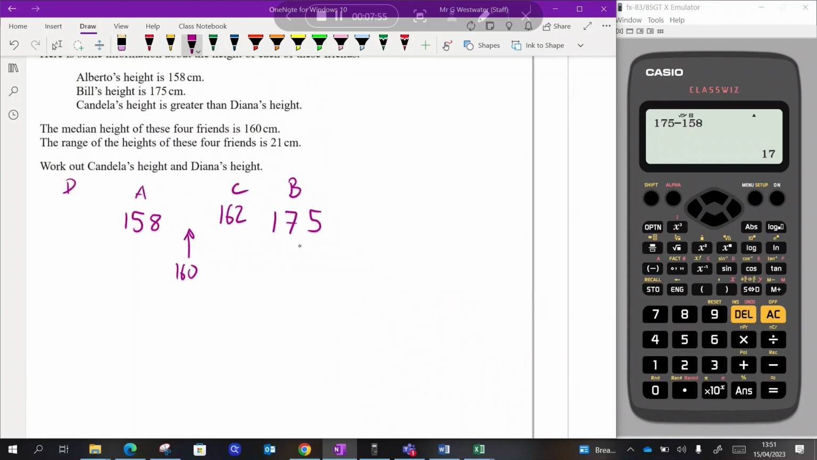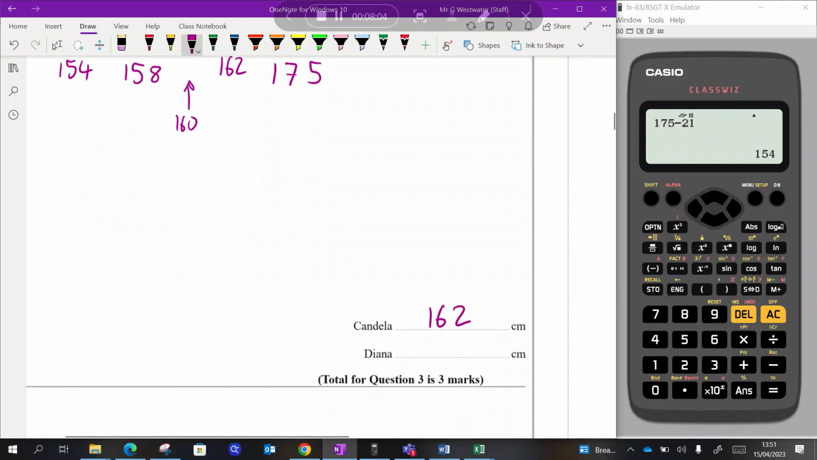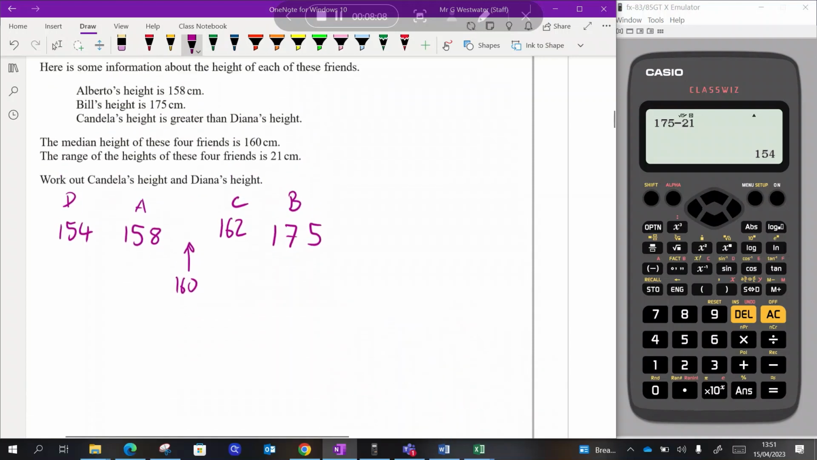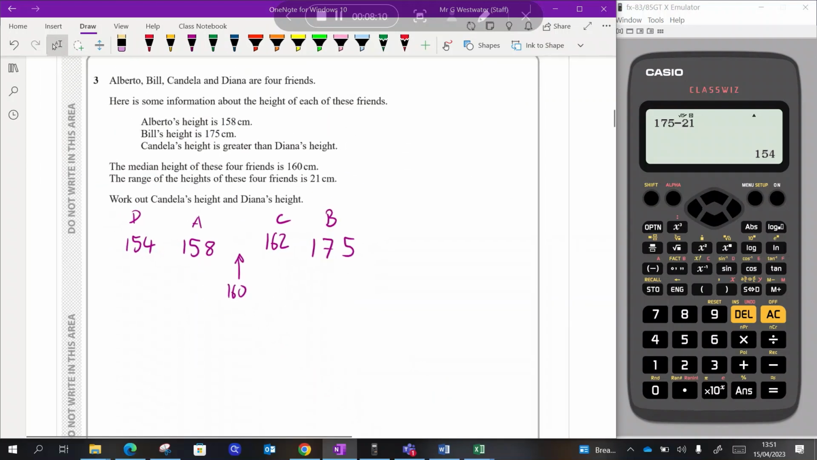And if the range is 21, then 175 minus 21 is 154. That must be Diana's height, because then our gap is 154. So you could have approached it in a number of ways, but this is the only way that actually works. Okay.